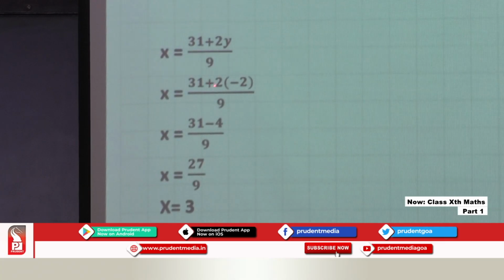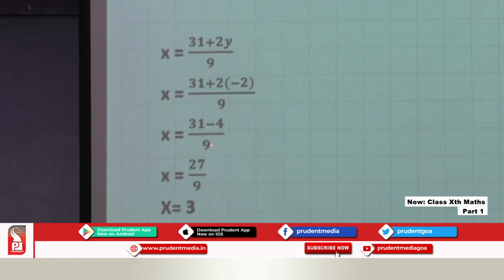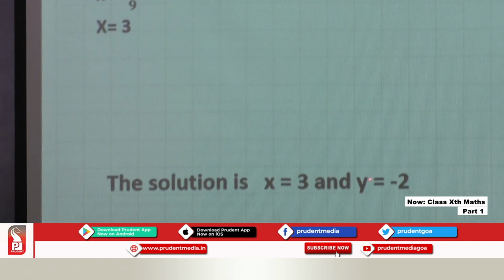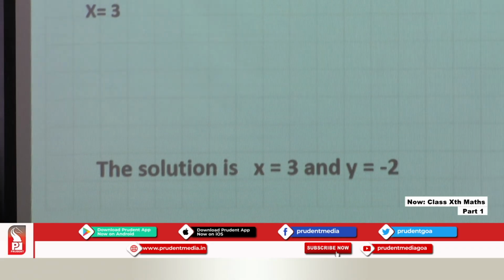So it is 31 plus 2 into minus 2, 2 2s are 4, upon 9. 31 minus 4 is 27. So 27 upon 9, that is x is equal to 3. And finally what we get, the solution is x is equal to 3 and y is equal to minus 2.